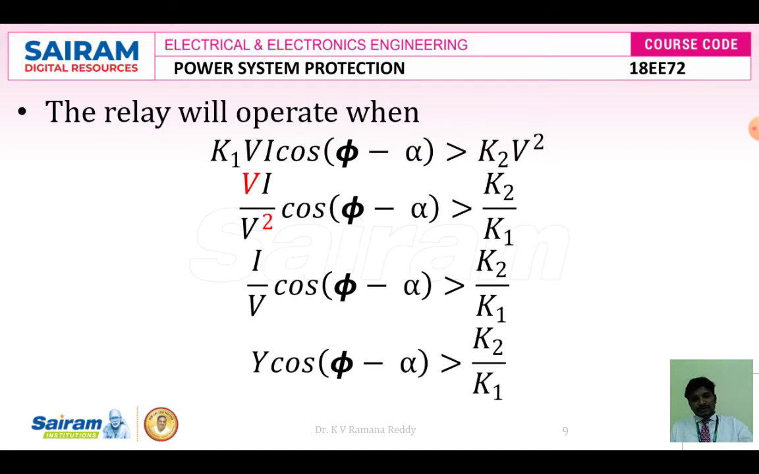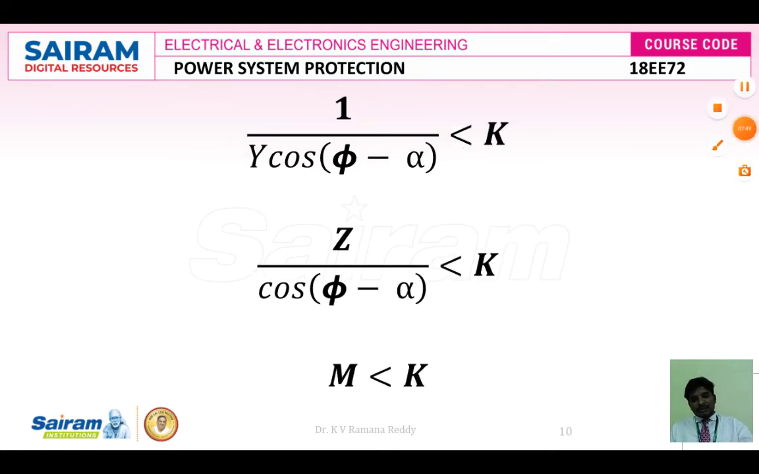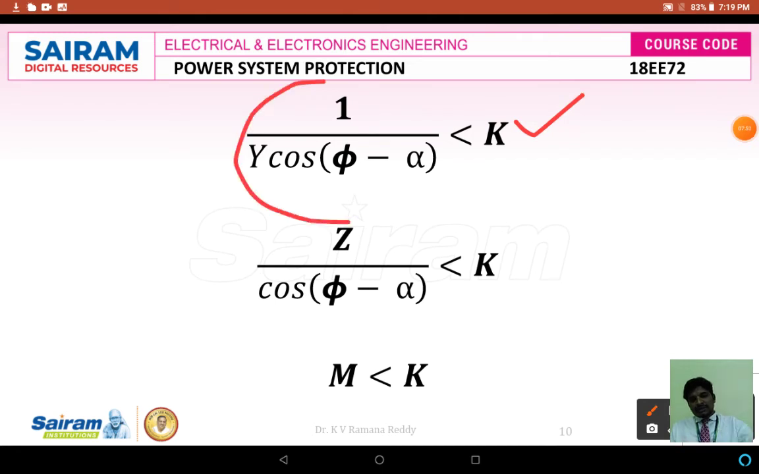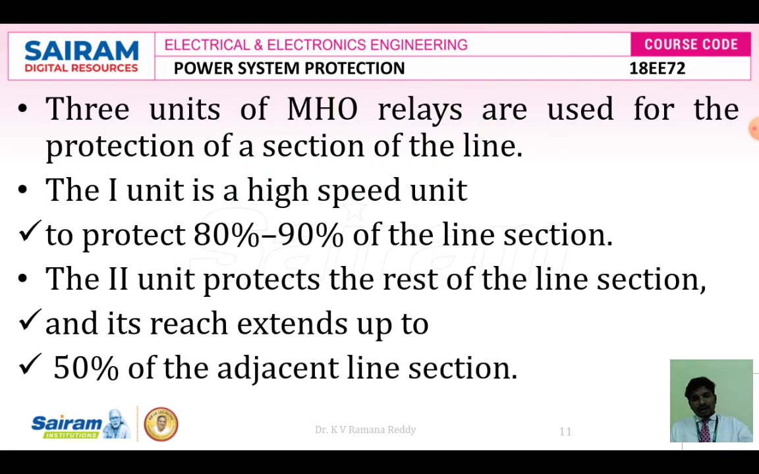So this is Y cos(φ − α), but the condition to operate the relay should always be that the K value is greater than 1/Y, and 1/Y is nothing but impedance. So in the above equation, I wrote it as Z divided by cos(φ − α), which is less than K. Z divided by cos(φ − α) I am going to take as one mode of operation, M. When the M value is less than K, then the relay operates.